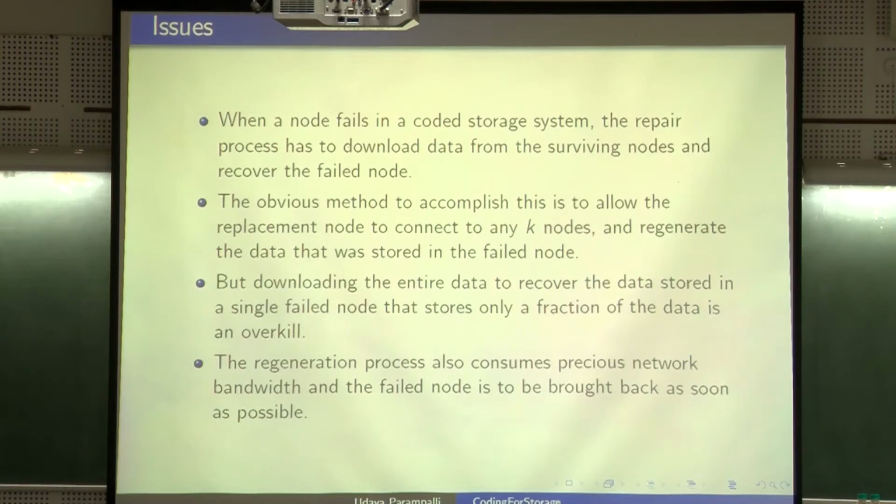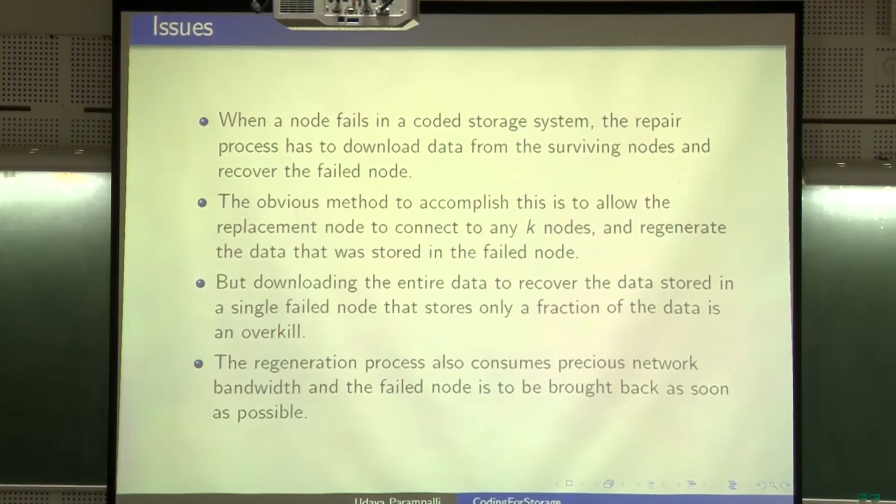The problem that we consider today in this lecture is node failure. When a node fails in a coded storage system, the repair process has to download data from the surviving nodes to recover the failed node. The obvious method to accomplish this is to allow a replacement node to connect to any k of them and regenerate the data of the failed node. That's always possible, and that is already there in the erasure code.